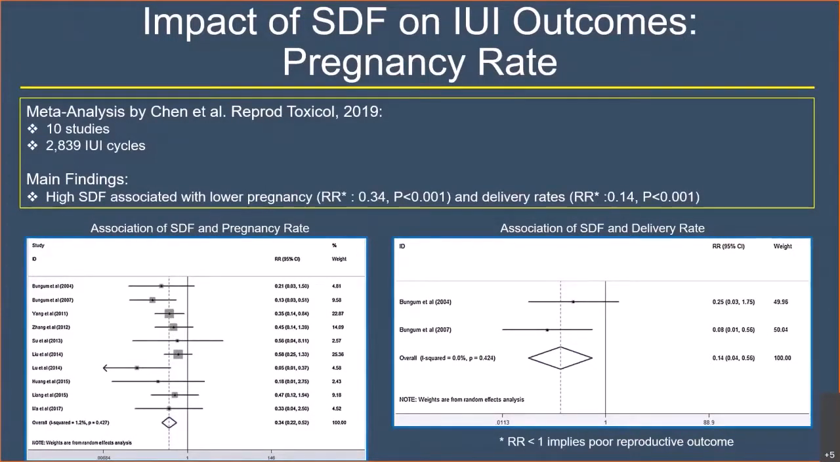Moving to intrauterine insemination, a meta-analysis published 2 years ago, including almost 3,000 IUI cycles, reported a negative association between high levels of SDF and lower pregnancy and delivery rates when IUI was performed. Here on the left side, you can see the forest plot illustrating the association of SDF and pregnancy rate, while on the right side, the forest plot illustrates the association of SDF and delivery rate.